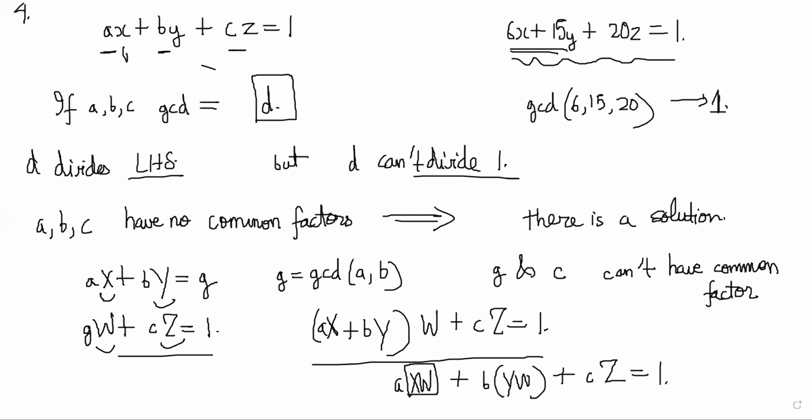Now, question number 2. Suppose that the GCD is 1. Prove that for every integer C, the equation AX plus BY is equal to C has a solution. We already know how to do this, right? 37x plus 43y is equal to 100.